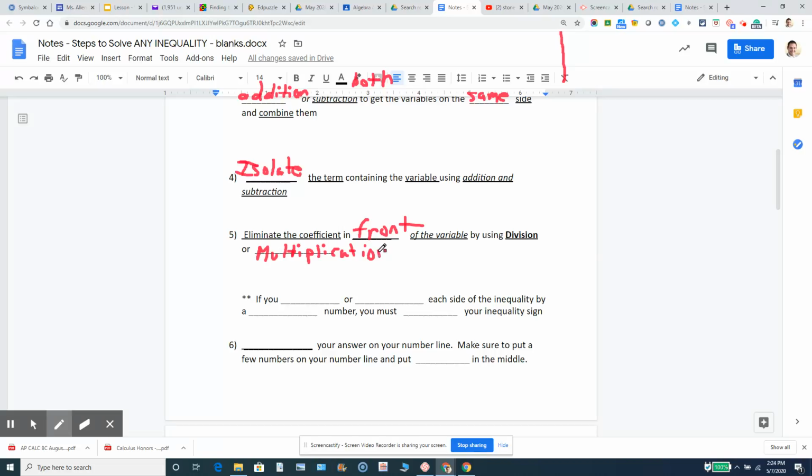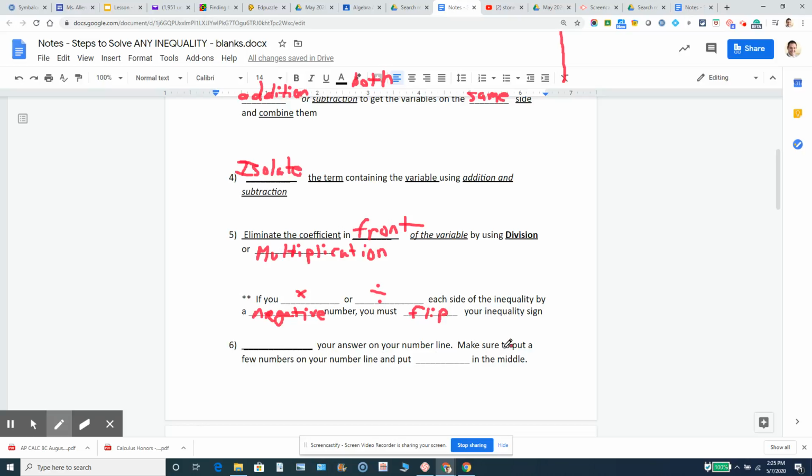Now, with this step 5, if you multiply or divide each side of your inequality by a negative number, you must flip your inequality sign. We've been talking about that a lot, okay, because you're changing the meaning of the inequality. So if you multiply or divide each side of the inequality by a negative number, you must flip your inequality sign.